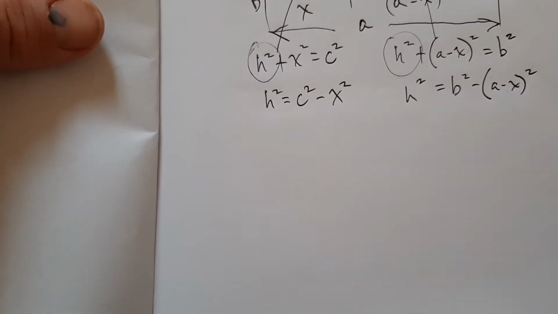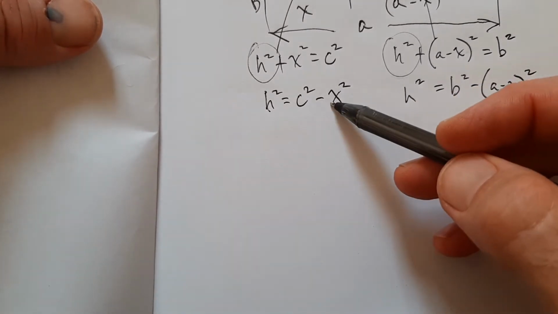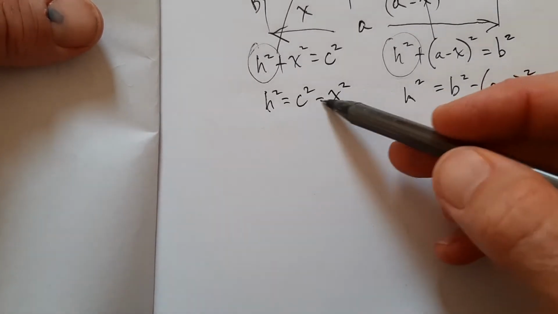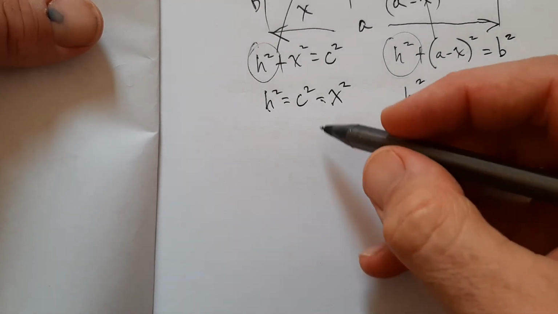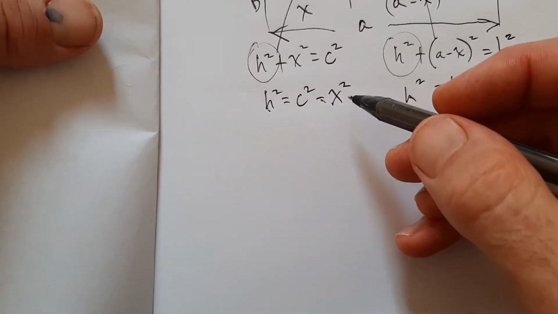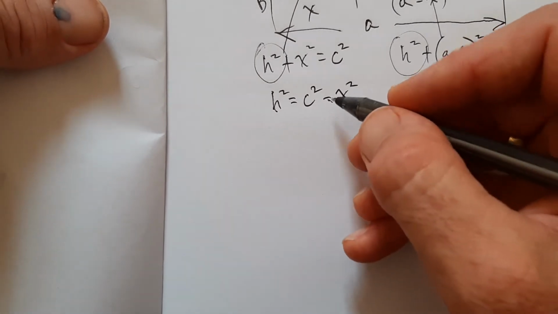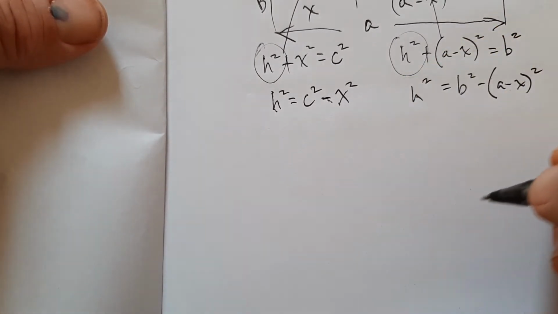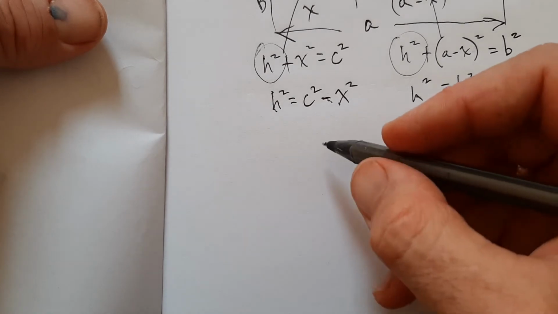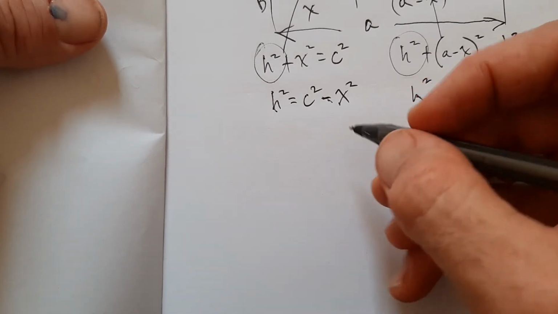Okay, so if h squared equals this, and h squared equals this, then this equals this. If a equals b, and a equals c, then b equals c. Whichever algebra property that is, I can't remember the name of it right now, transitive or whatever.